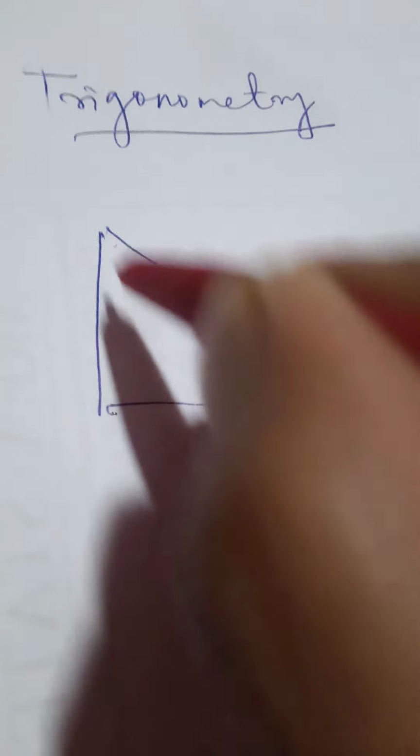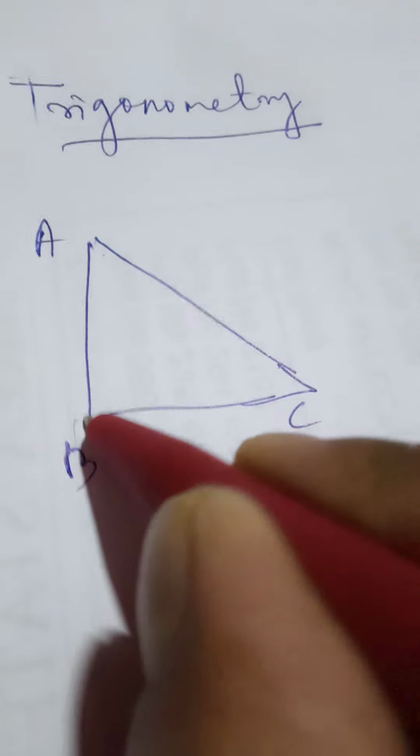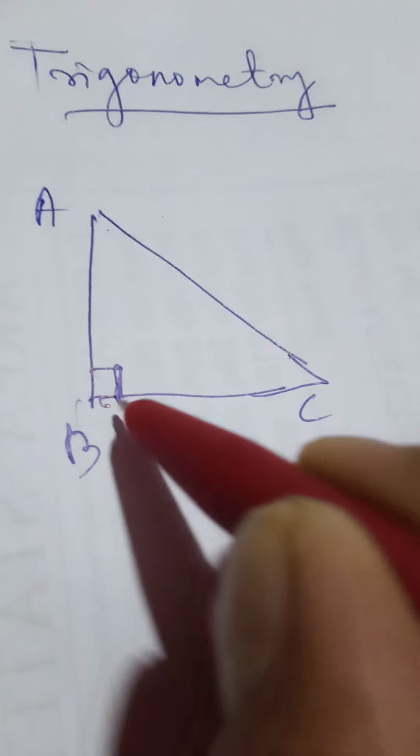Welcome to my YouTube channel, and today I am going to teach you about the basic concepts of trigonometry. So let us start. This is a right angle triangle, right? Suppose it is ABC, and let the angle be right angled at vertex B. Now what shall we do?